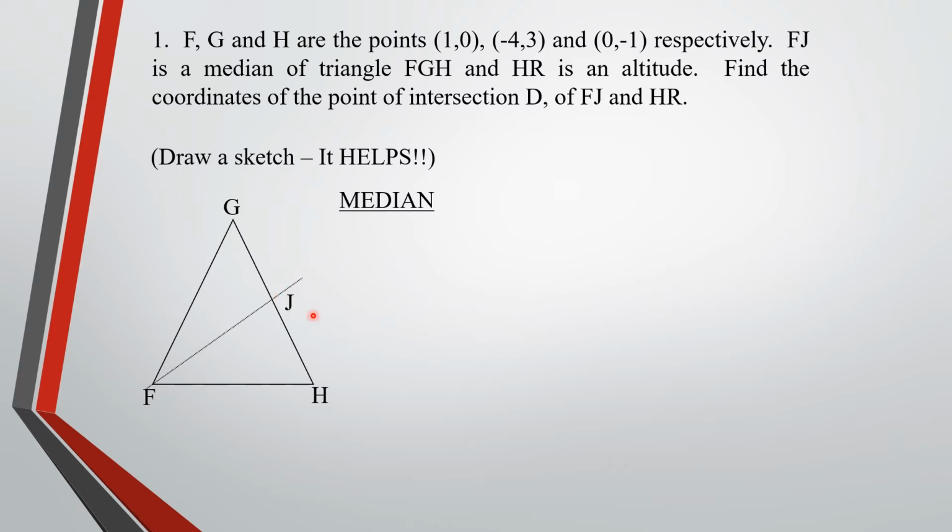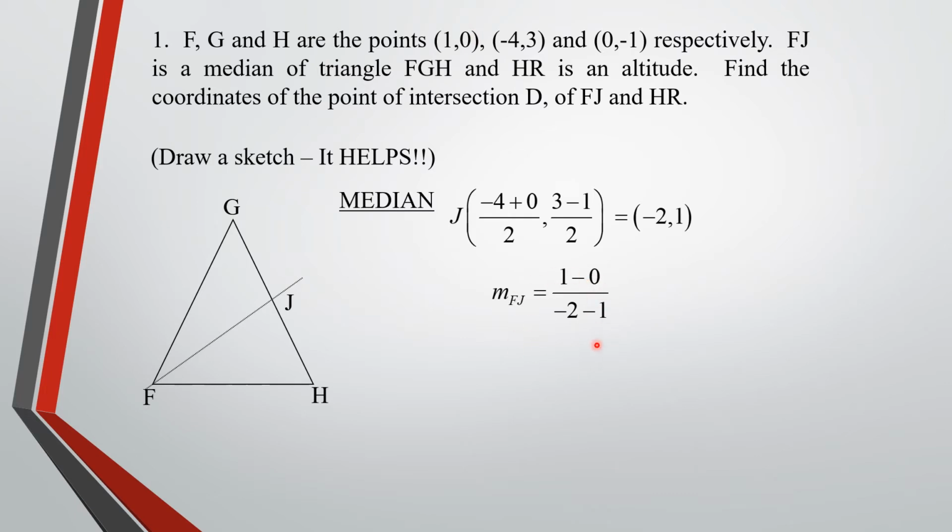So to find equation of median, you need to find coordinate of J, which is obviously the midpoint of GH. Okay, which will result in -2, 1. And you need to find the gradient of FJ. So you have point J and you have point F given earlier here. So you can find the gradient of FJ using the gradient formula. Once you get the gradient of FJ and also point J, then you can find the equation of FJ. The equation of FJ will result in -1/3x plus 1/3, which is also the equation of the median.